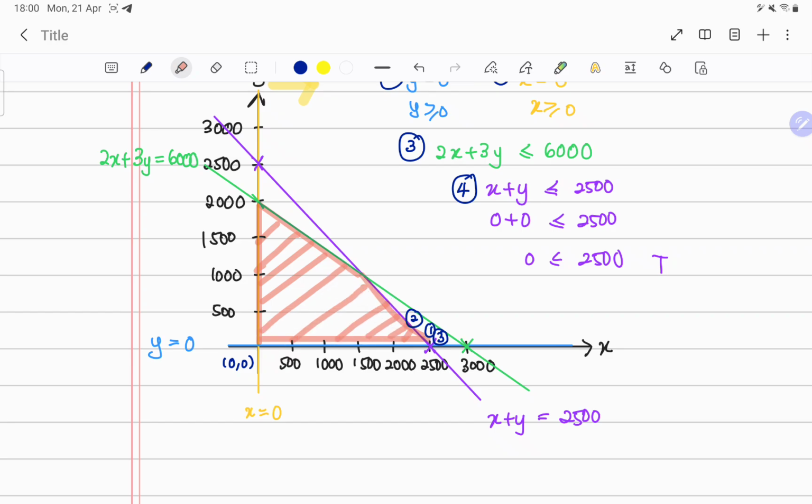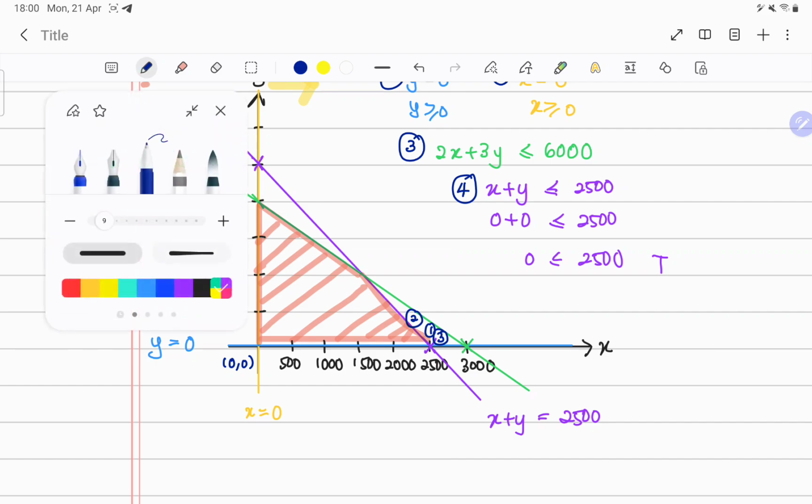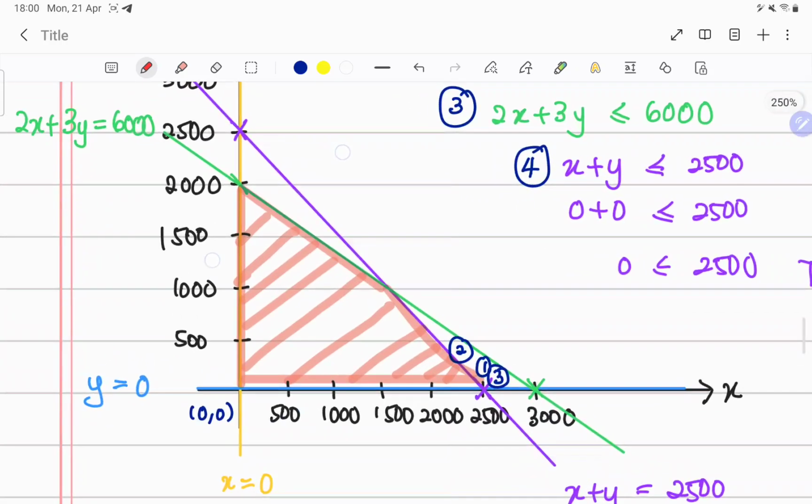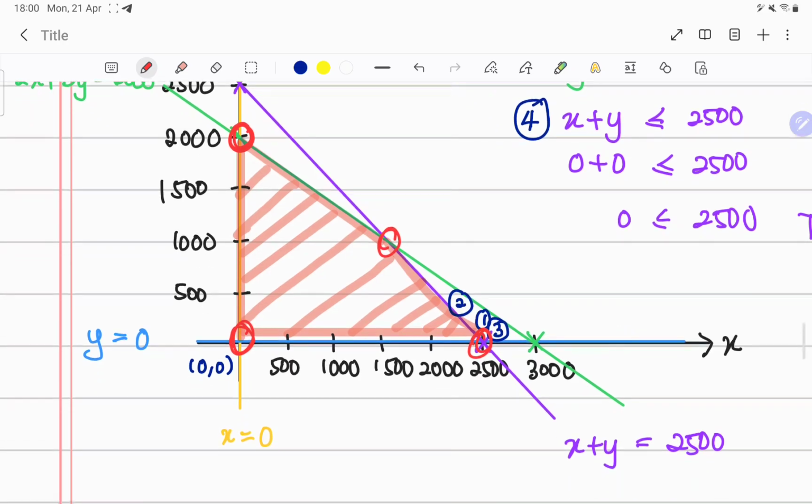Now once we finish this one, what you need to do is find the vertex coordinates. So where's the vertex? The vertex is here, here, here, and here. The vertex of the shaded region. So how to find the vertex of the shaded region? Which means you need to find the coordinates of the points of the vertices.